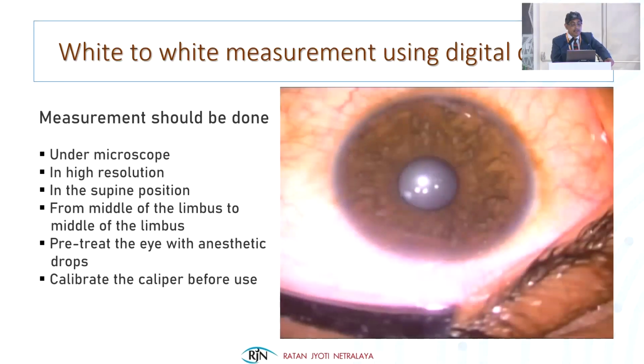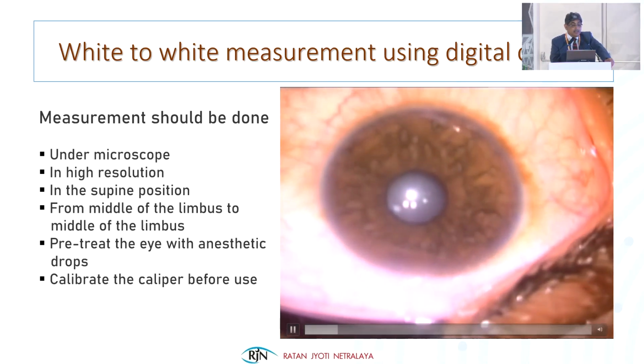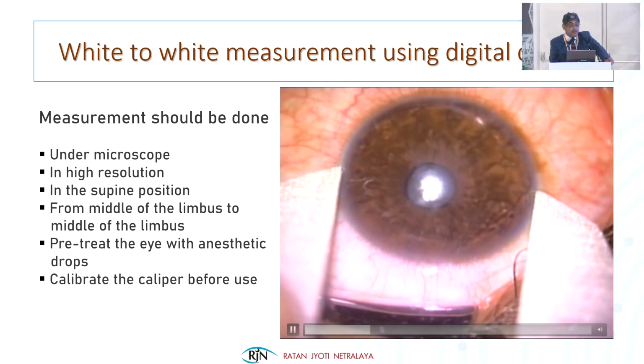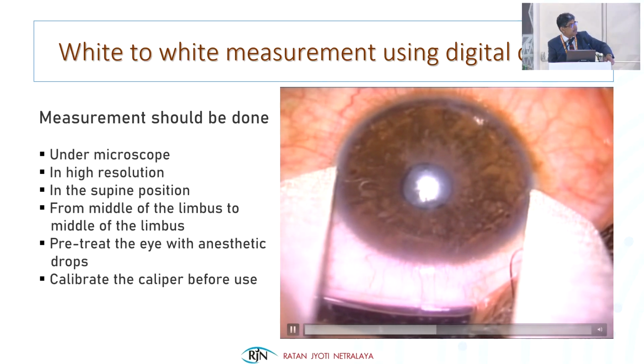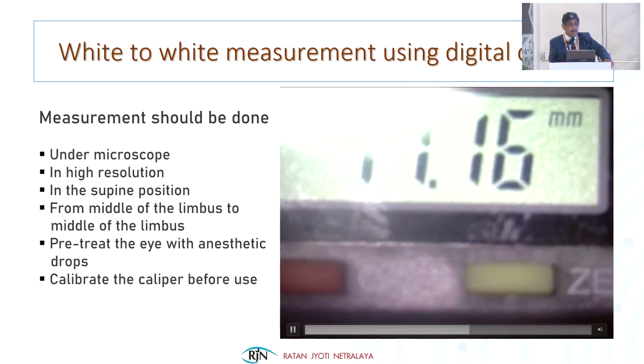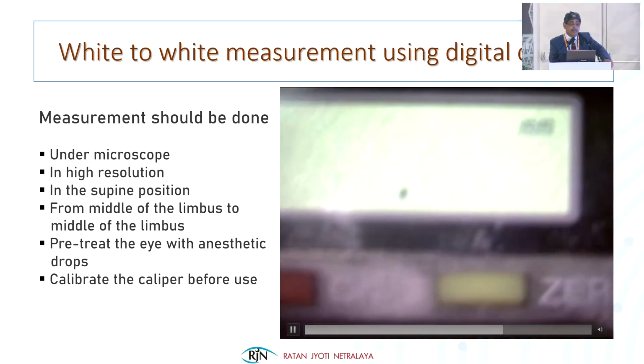So measuring the white-to-white, which is an important aspect, should be done in a supine position under the microscope at high resolution, from the middle of the limbus to the middle of the limbus on the other side, and pre-treat the eye with an anesthetic drop. This is what it is. It's a simple digital caliper. We are measuring it, and calibrate the caliper before every use.